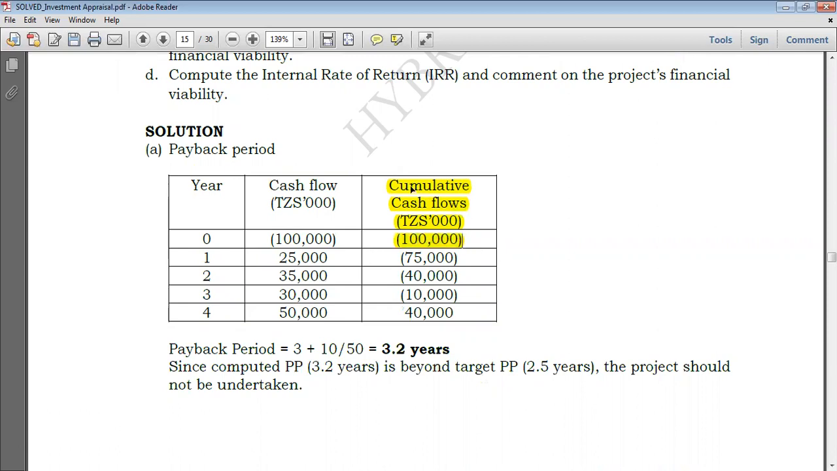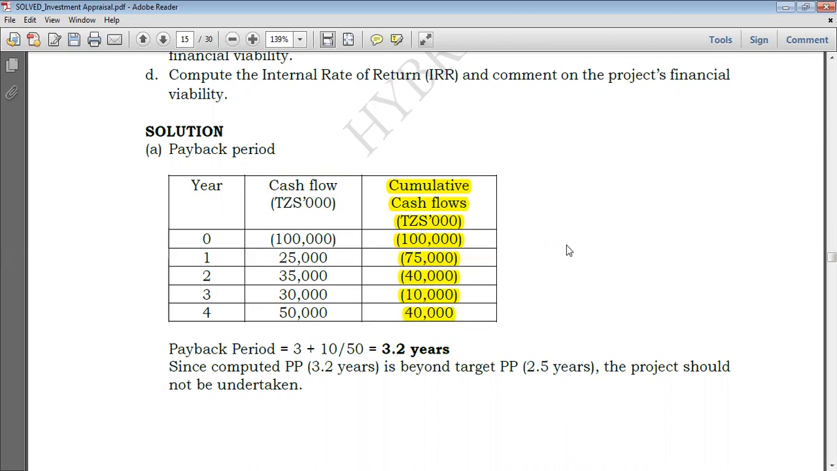All you have to do is just accumulate this figure. That's why here we said cumulative cash flows. So you take negative 100,000 plus 25,000, and you end up with negative 75,000. At the end of year 2, you'll have made 35,000, and if you add here, you'll still have a deficit of 40,000. Then at the end of year 3, you'll earn 30,000, and if you add here, you'll have a deficit of only 10,000. In the last year, you'll earn 50,000, and if you add to negative 10,000, you'll have a net value of 40,000. So this is the net value.